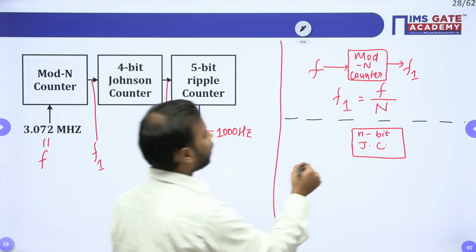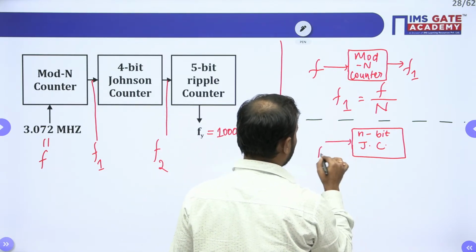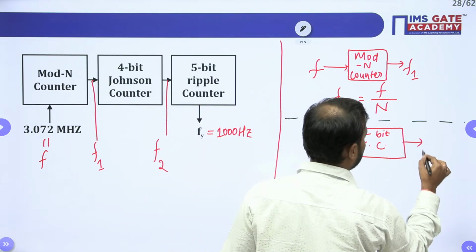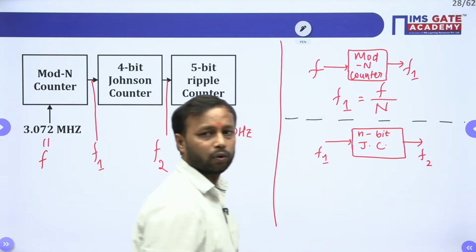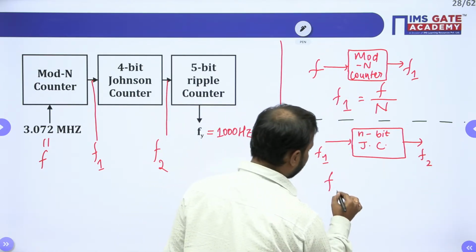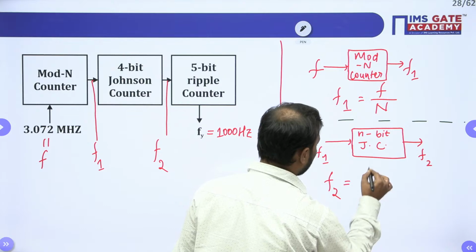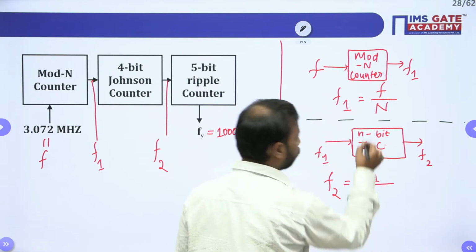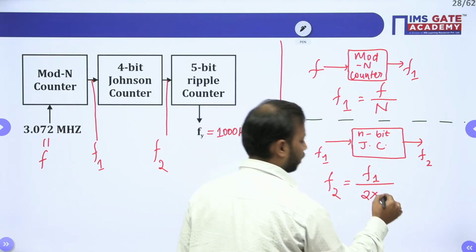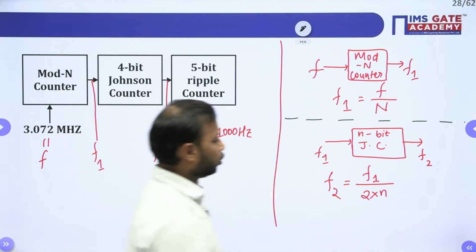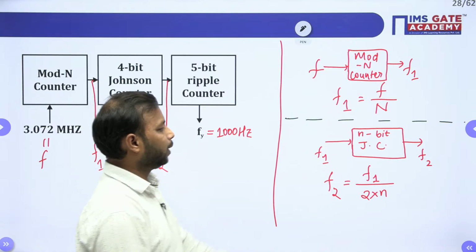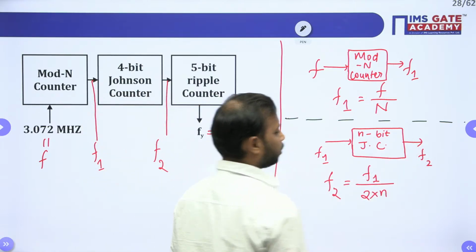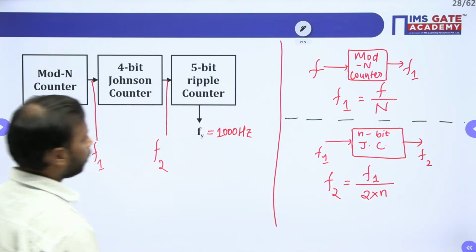Now let me take the frequency here F1, and the output of the Johnson will be F2. Then F2 will be what? F2 will be equal to F1 whole divided by 2 into the number of bits that we have taken here, which is n. So F1 divided by 2n will be the output for the Johnson counter. Done?